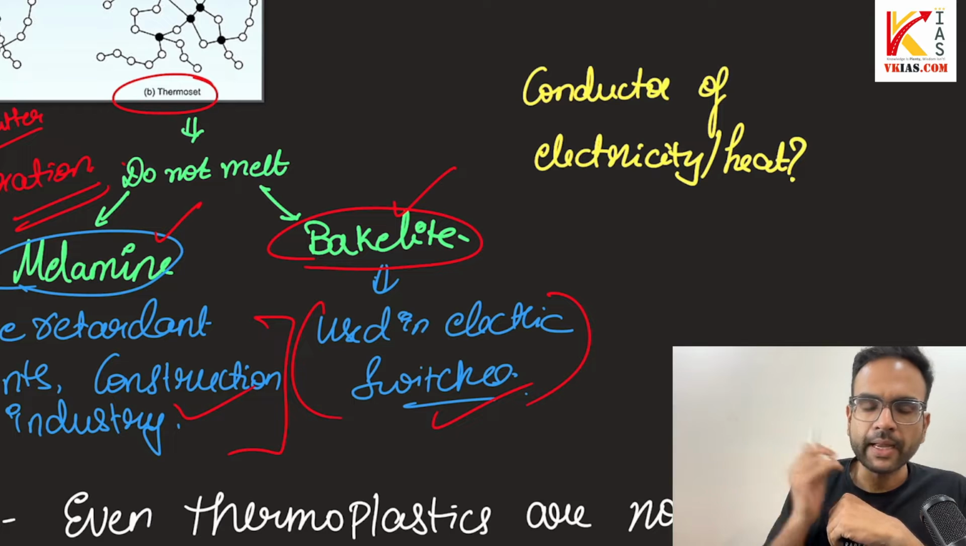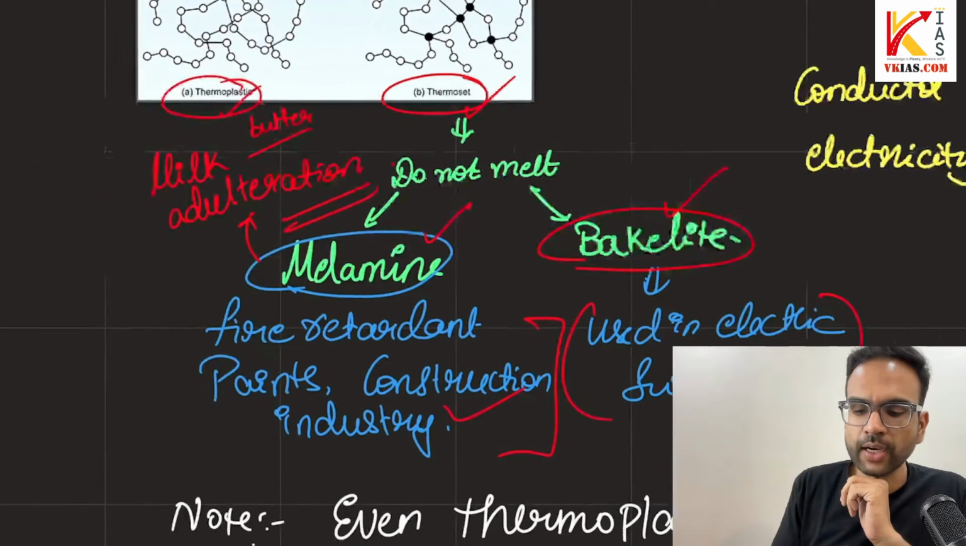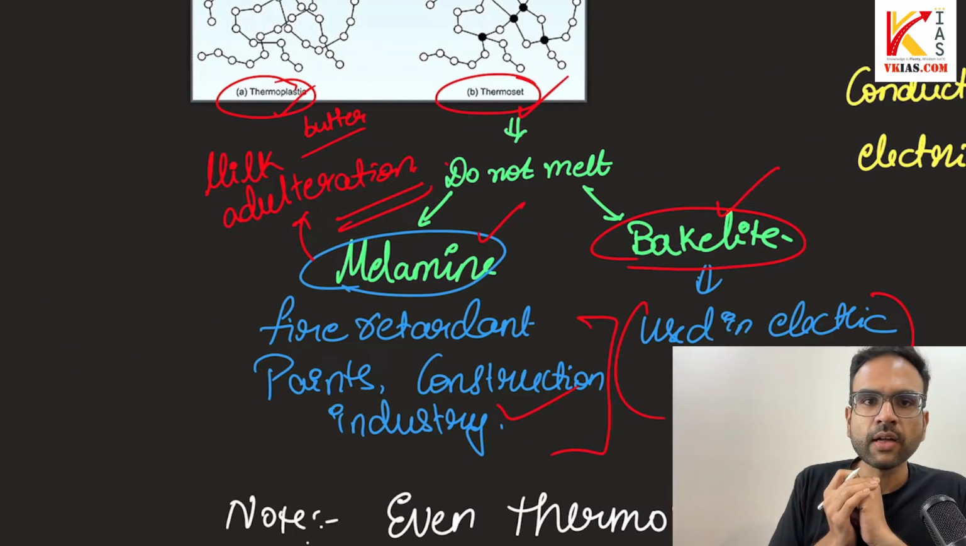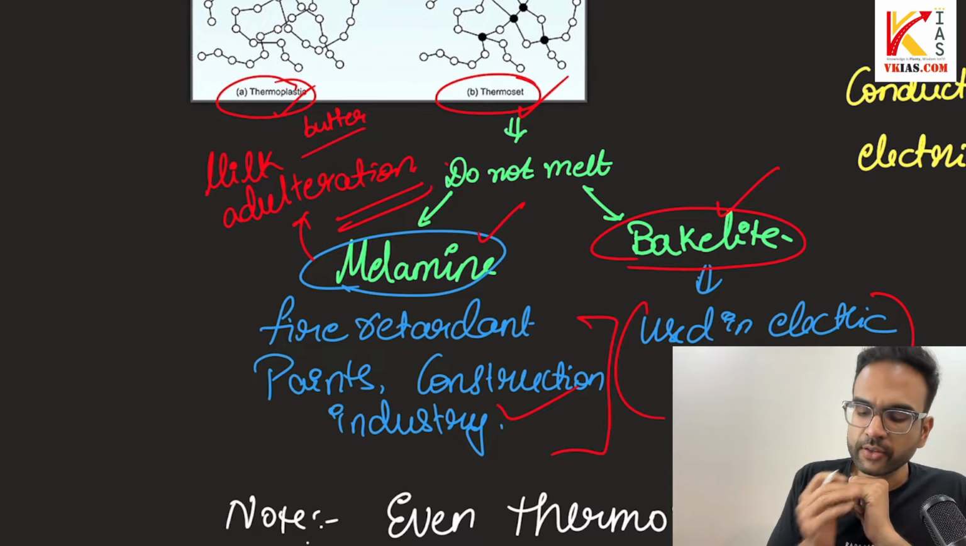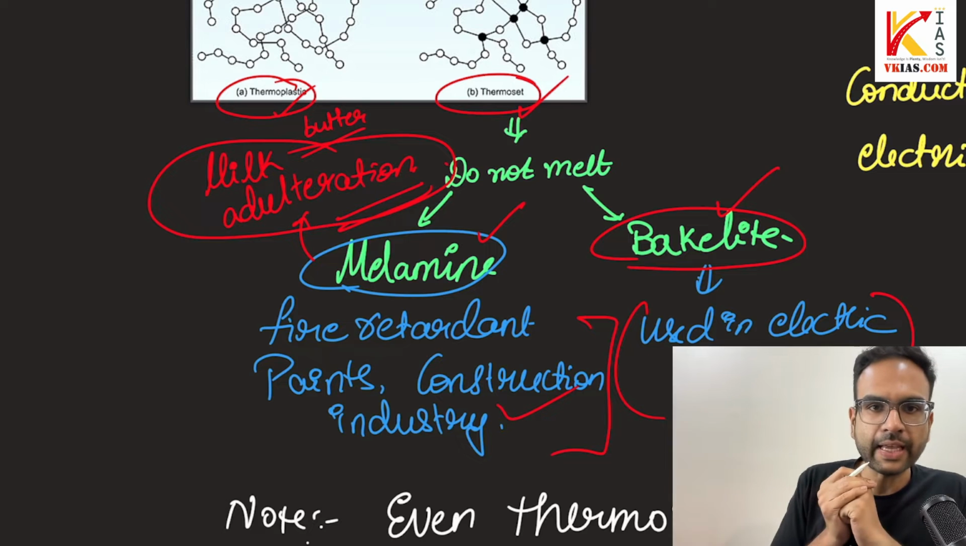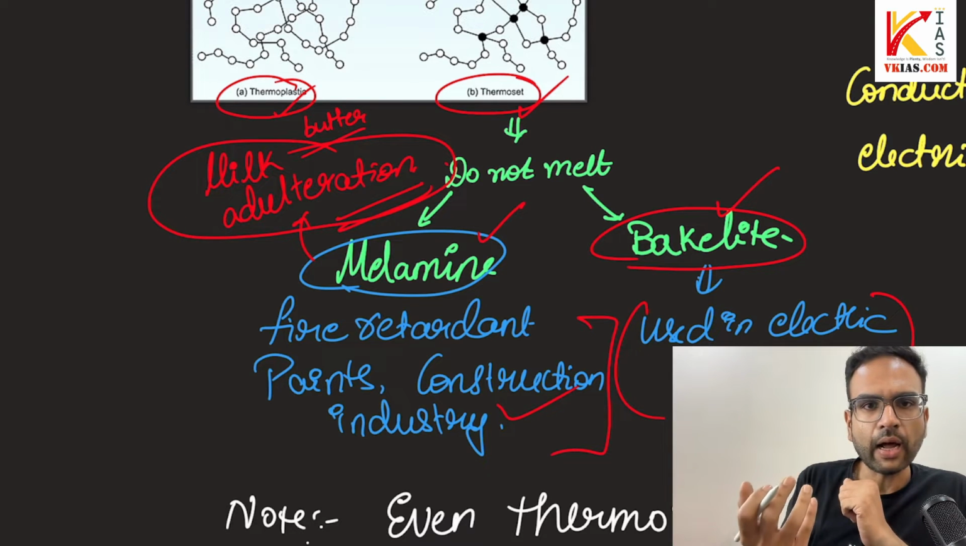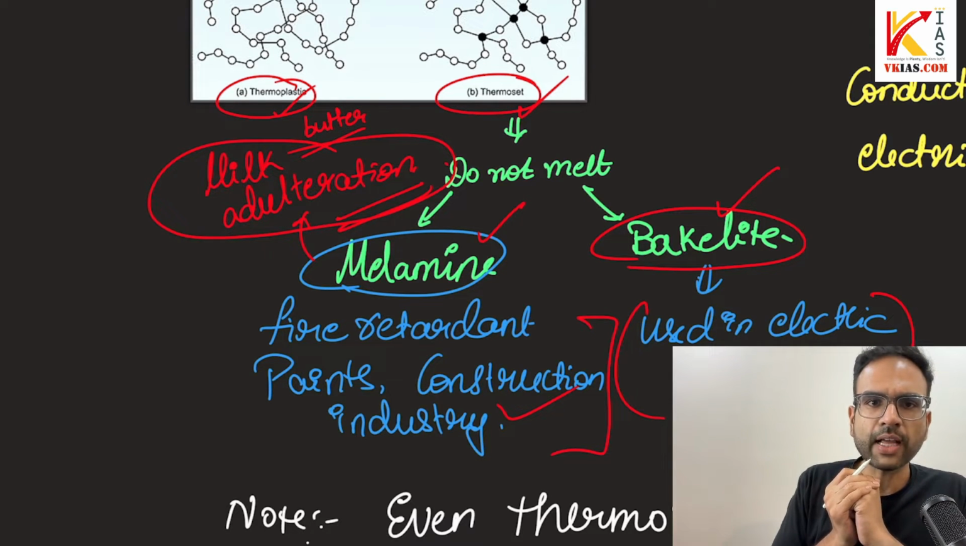Remember, melamine and bakelite are thermosetting polymers, plastics basically. These are the two kinds of plastics: one is thermoplastic, and the other one is thermosetting. Another important point is melamine was recently found in milk adulteration cases. You can get a question on this front as well. These facts need to be remembered.